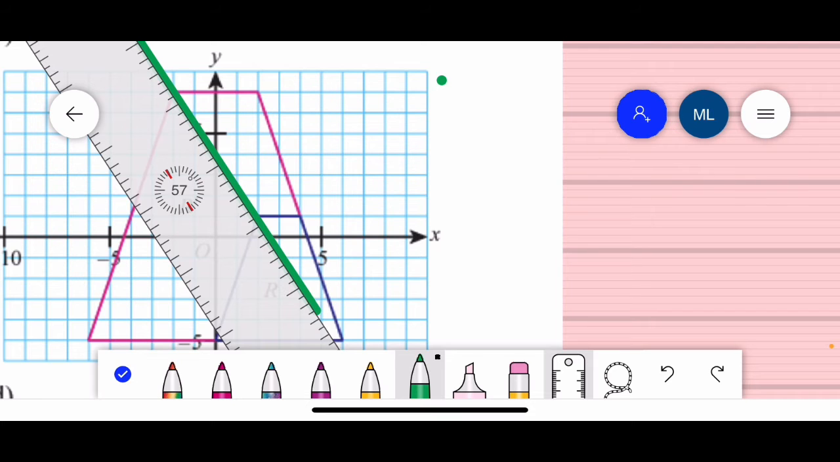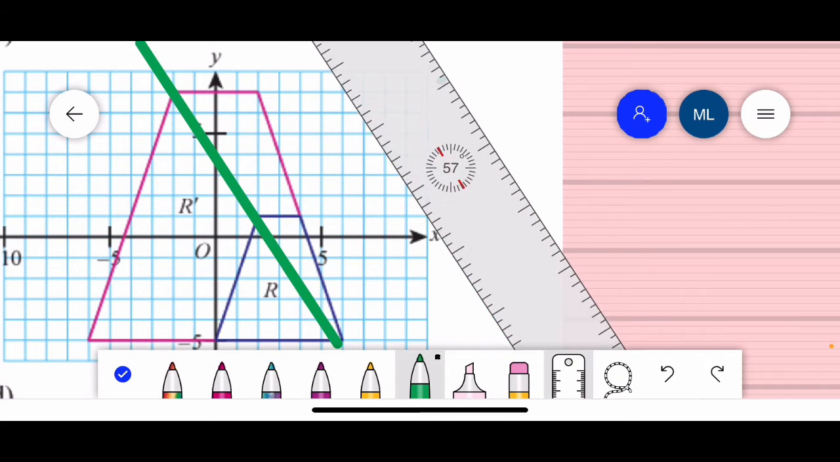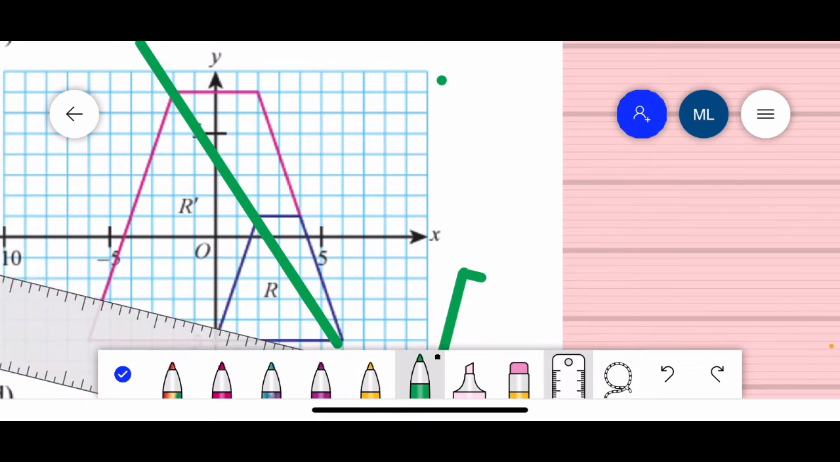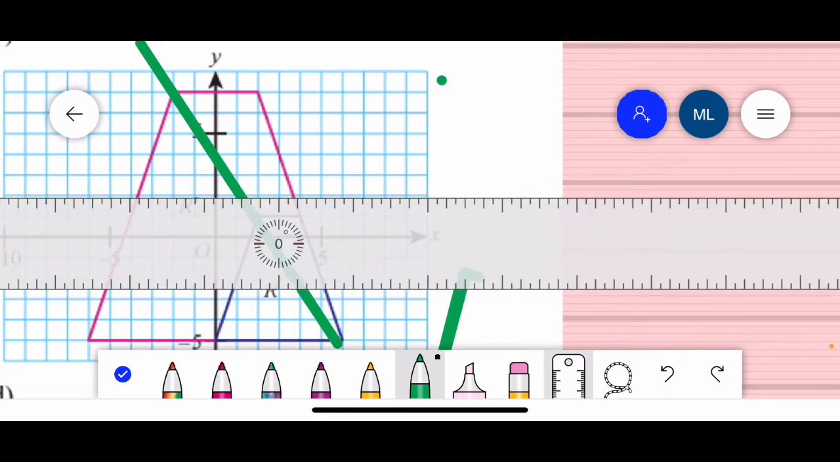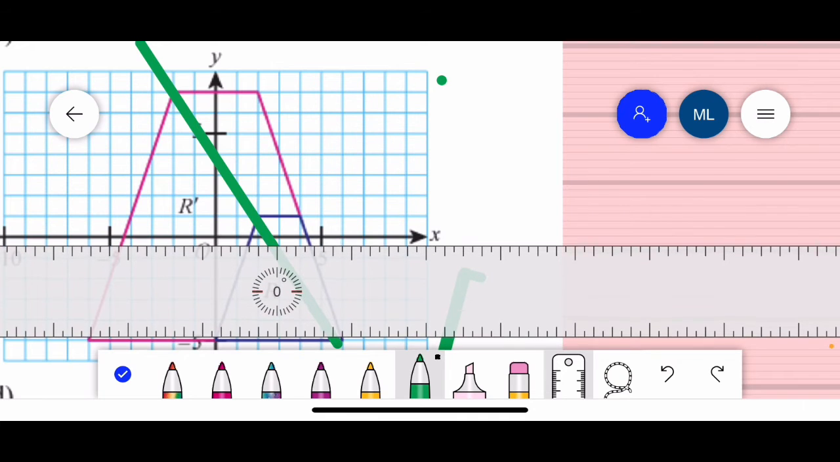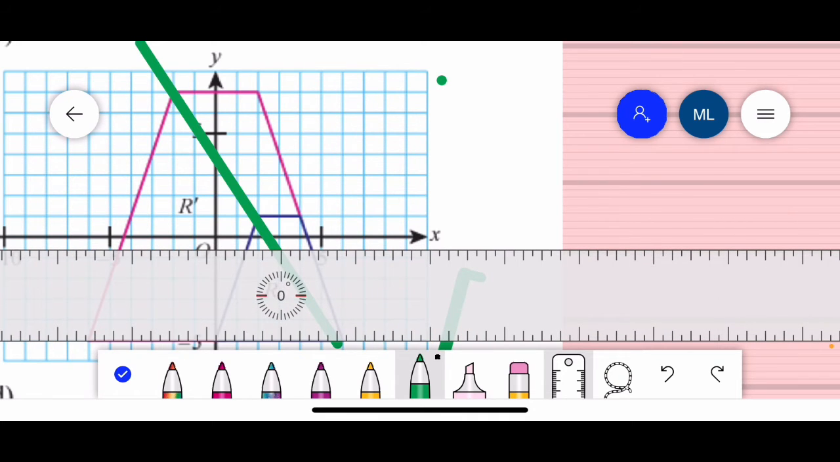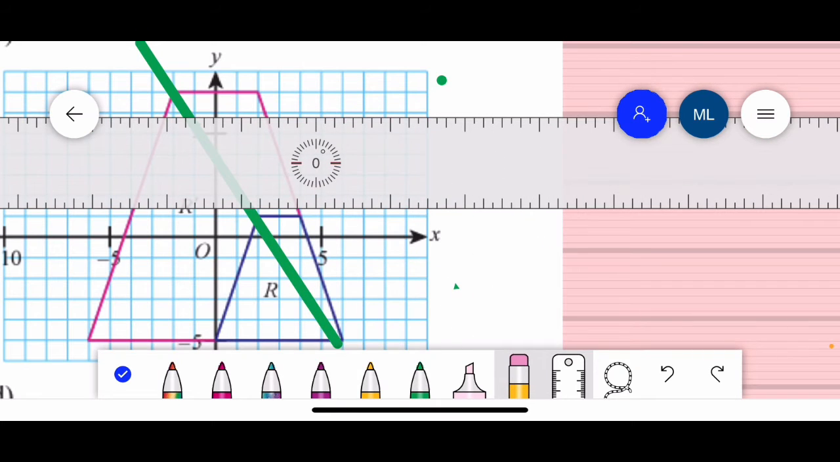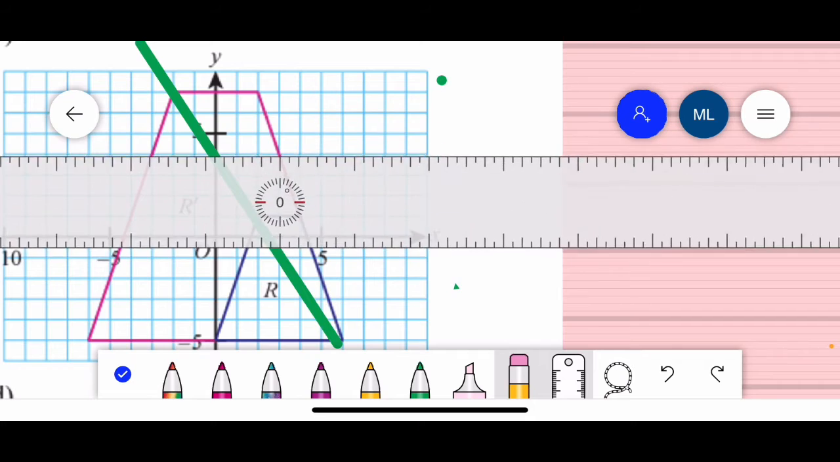Okay, so that is actually one line. I cannot see the intersection point. So I'm going to find another point, an easy point, which will be here, right? So this point is quite easy. Okay, I'm going to draw the line. But before that, let me erase this thing. Okay, so I'm going to draw.